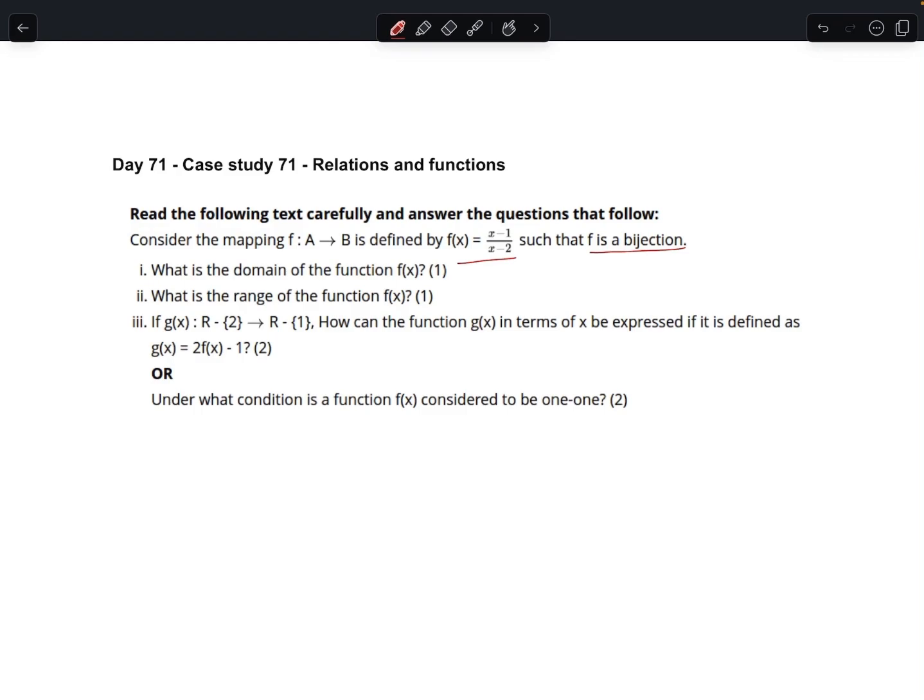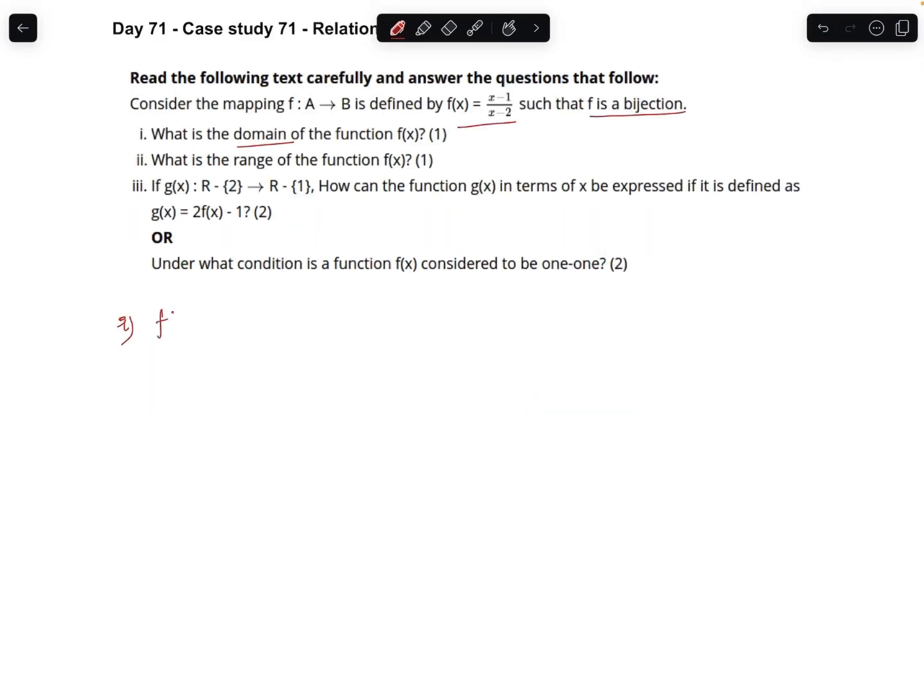Question 1. What is the domain of the function f of x given by x minus 1 upon x minus 2? When we say domain of the function, we have to find out what values x can take. The given function is a rational function, which means it is of the form f of x is equal to g of x upon h of x, provided this h of x cannot become 0, since division by 0 is not possible.